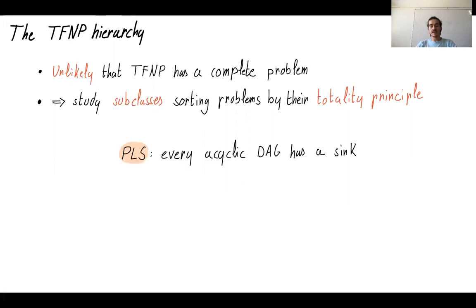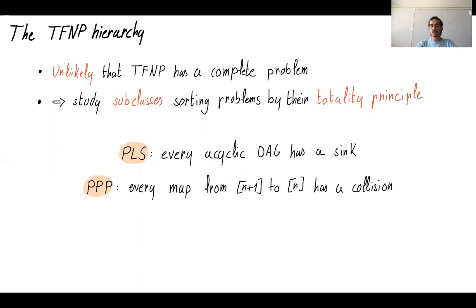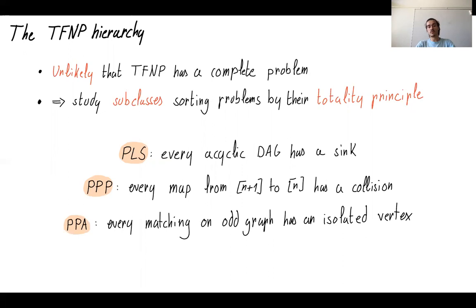For instance, the class polynomial local search relies on the principle that every acyclic directed graph has a sink. The class PPP is based on the pigeonhole principle and uses the fact that any map from n+1 objects to n objects must have a collision. Another example would be the class PPA, which says that every matching on an odd number of vertices must have an unmatched vertex.